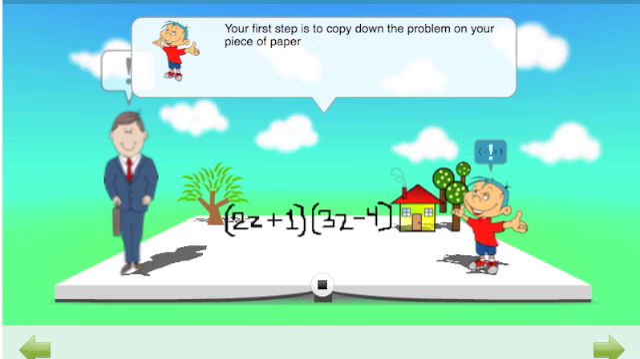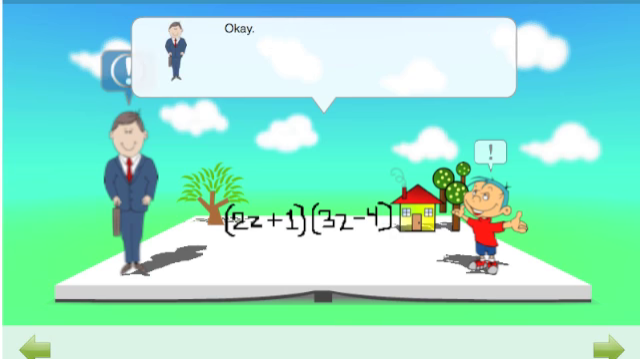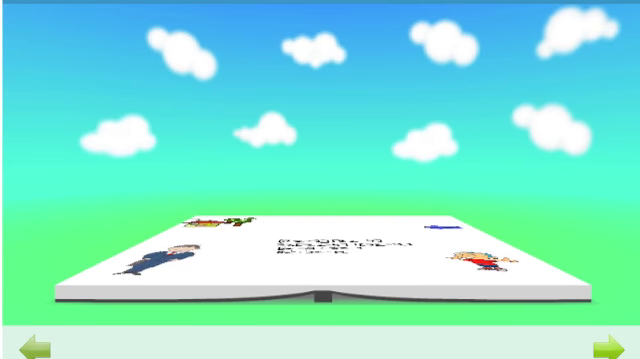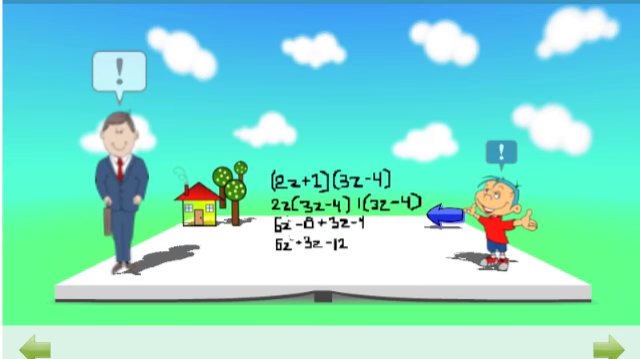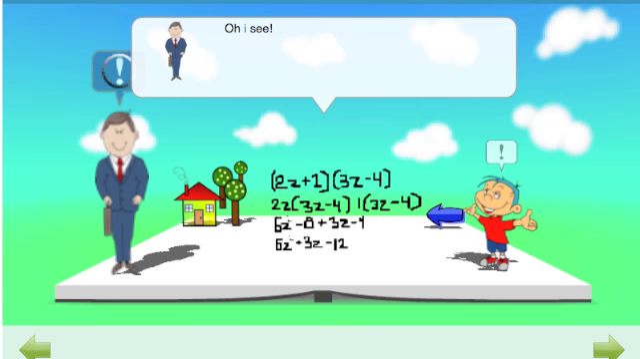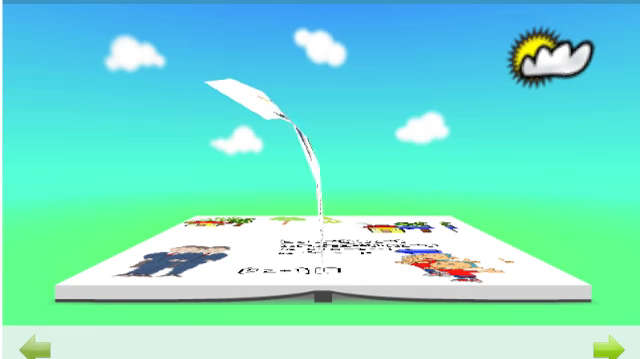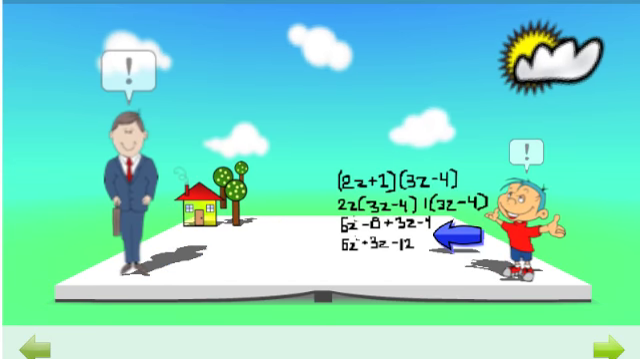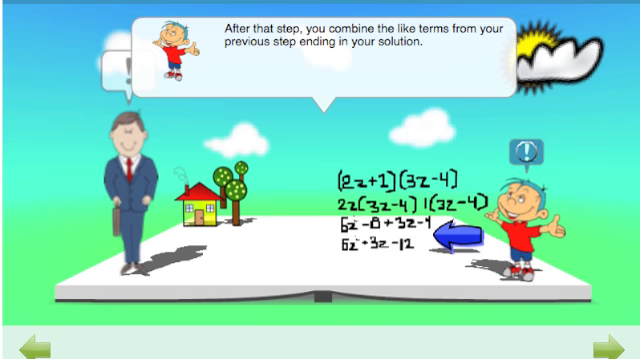Your first step is to copy down the problem on your piece of paper. Right. Next, you use the distributive property. Oh, I see. After that step, you combine the like terms from your previous step, ending in your solution.